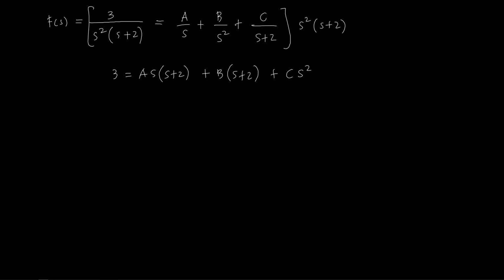If we do this first, let S is equal to 0. Try 0. If S is 0, these terms vanish, so we can solve for B. We have 3 is equal to B times 0 plus 2. So, we have B is equal to 3 halves. Right?